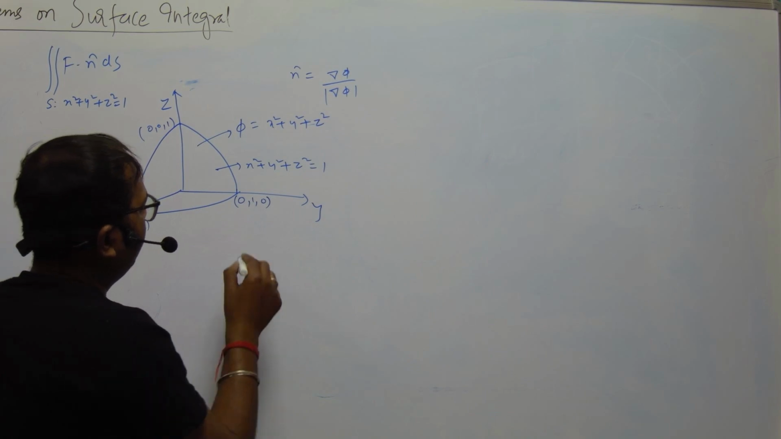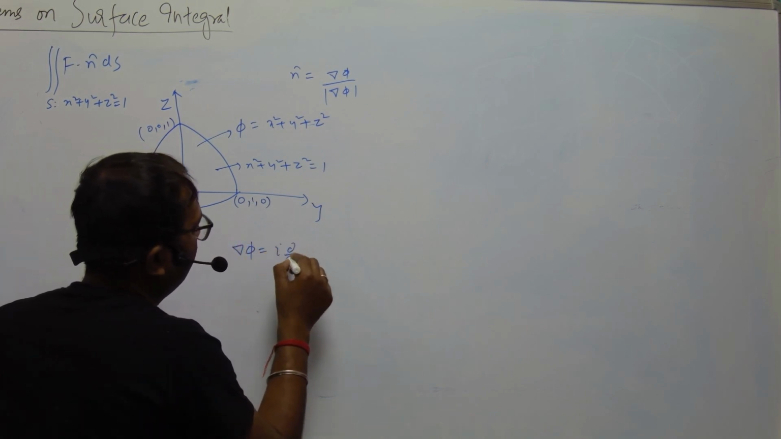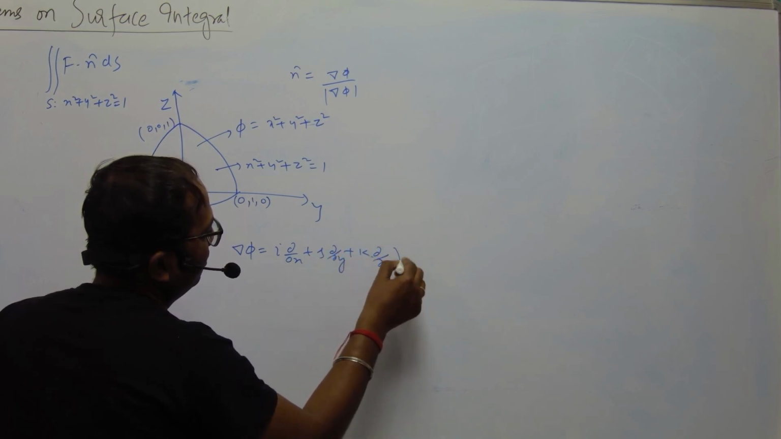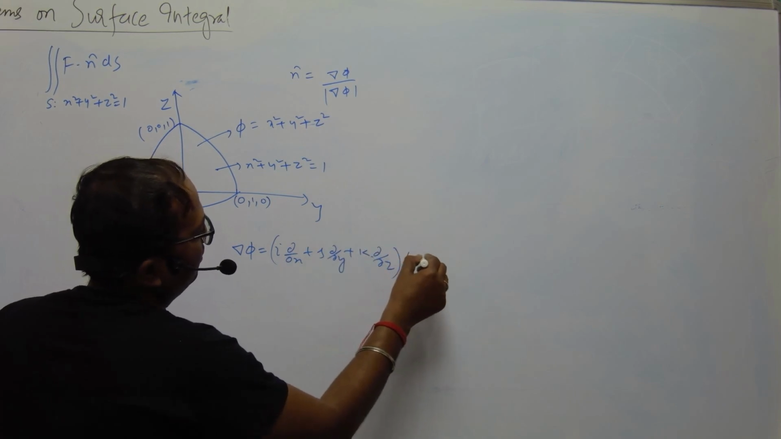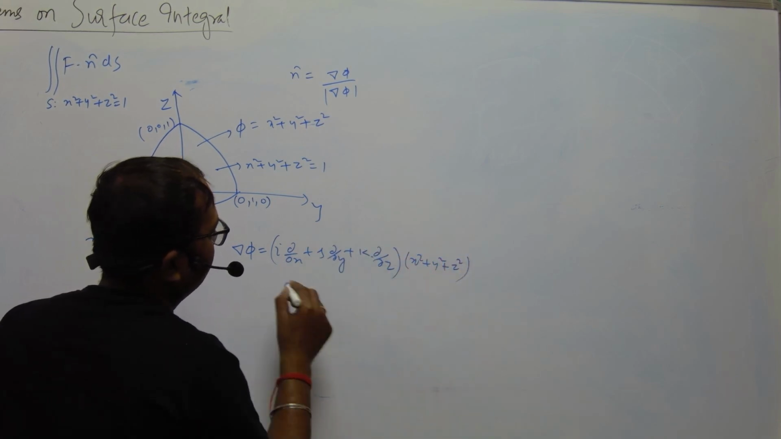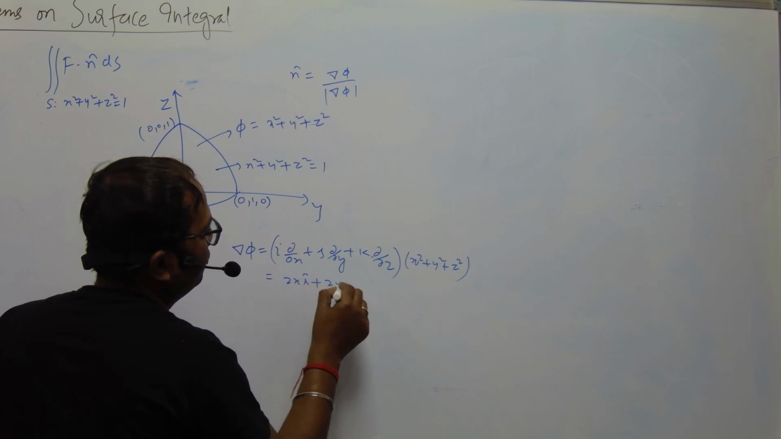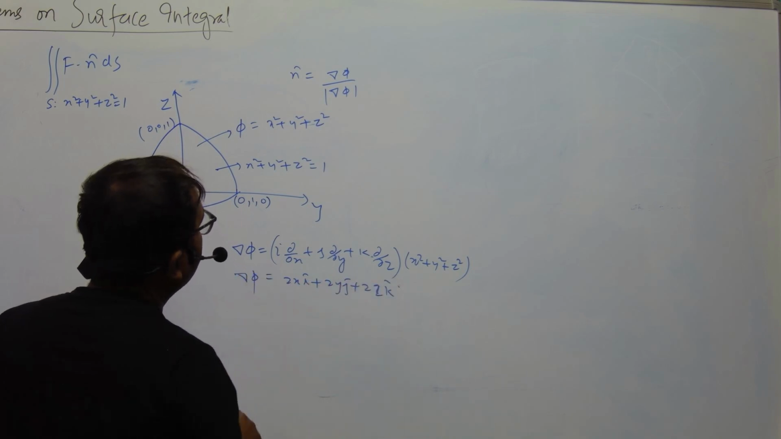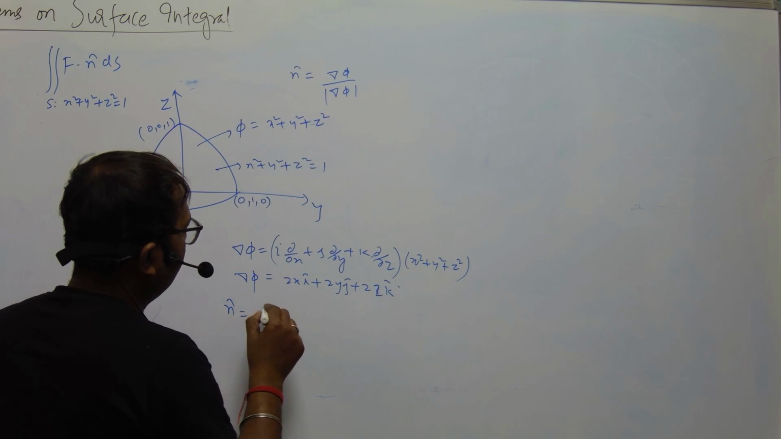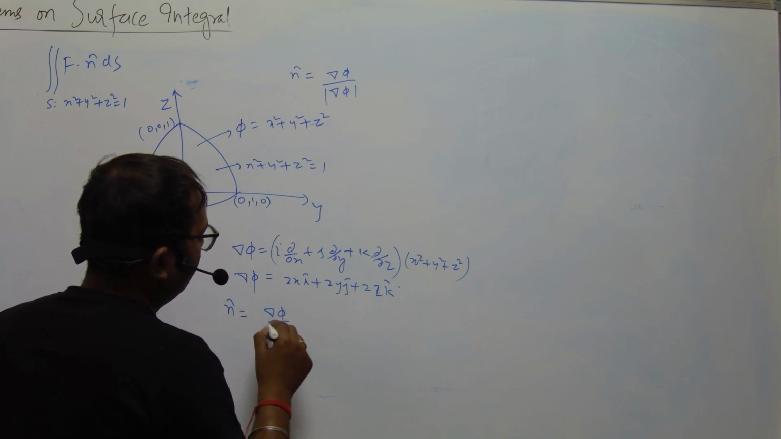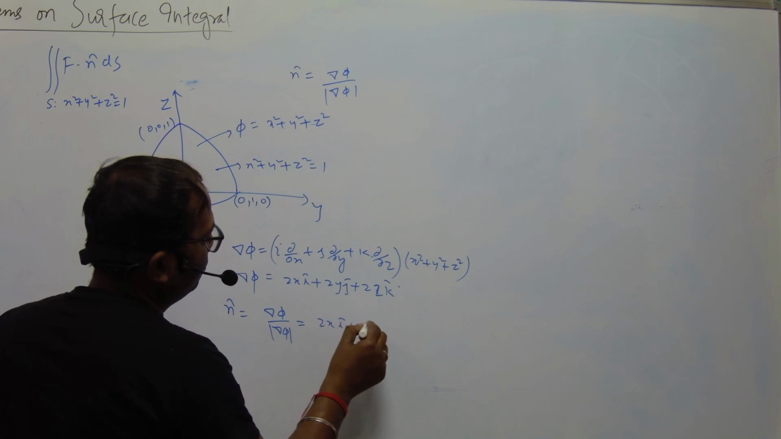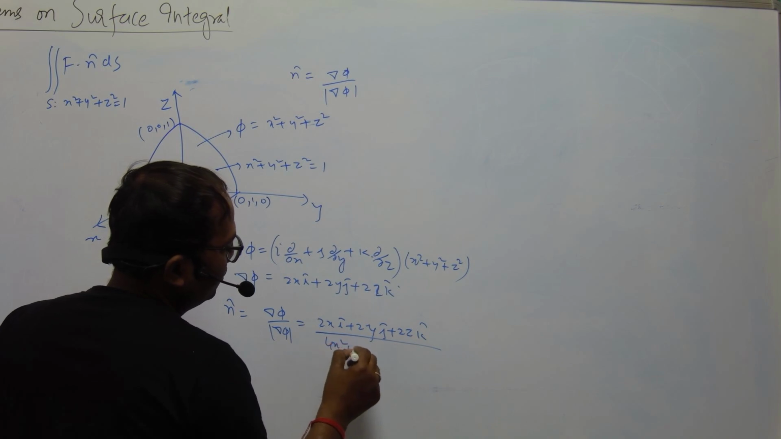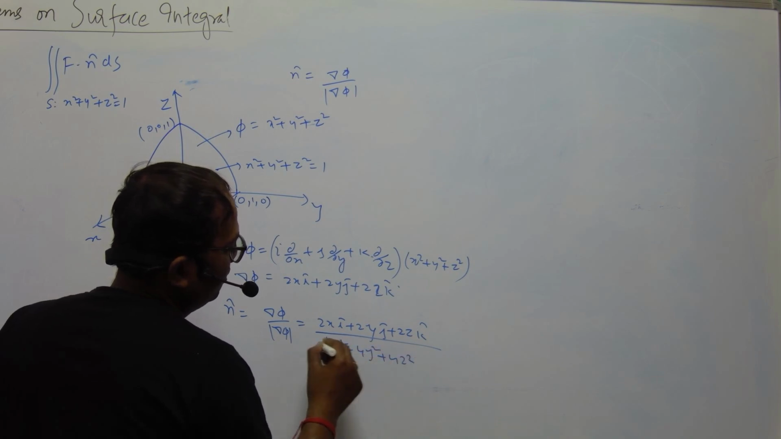Let us find the value of del phi. Del phi is equal to i del upon del x plus j del upon del y plus k del upon del z of phi. So del phi, with phi as x square plus y square plus z square, is equal to 2x i cap plus 2y j cap plus 2z k cap. Now let us find n cap. n cap is equal to del phi upon mod of del phi, equal to 2x i cap plus 2y j cap plus 2z k cap upon the square root of 4x square plus 4y square plus 4z square.